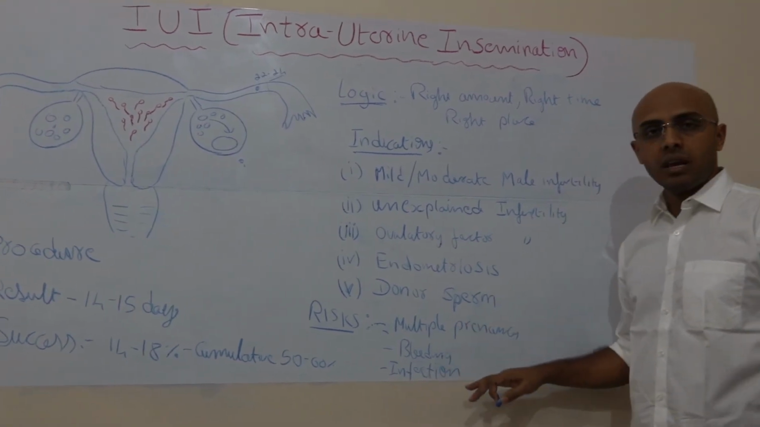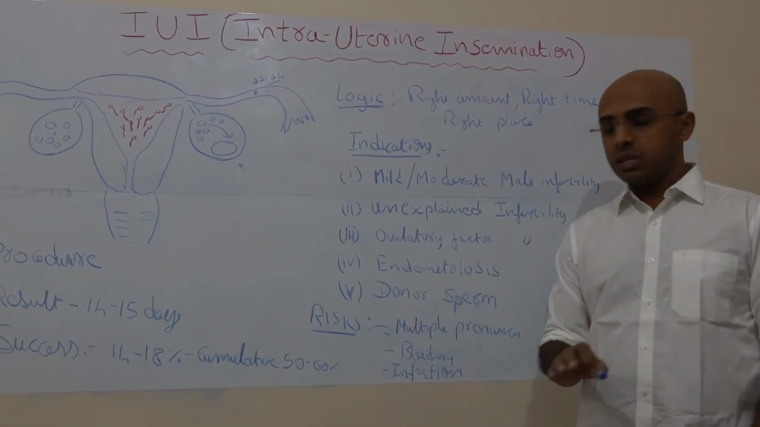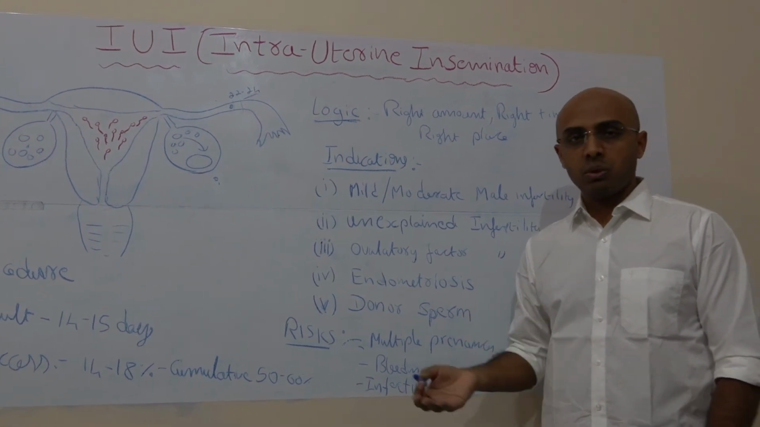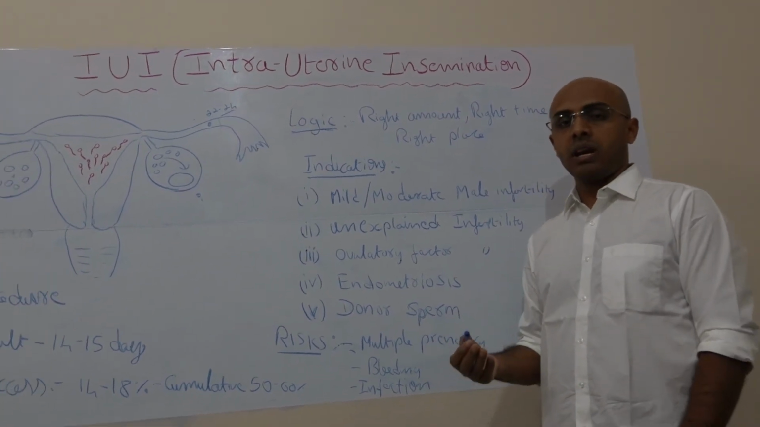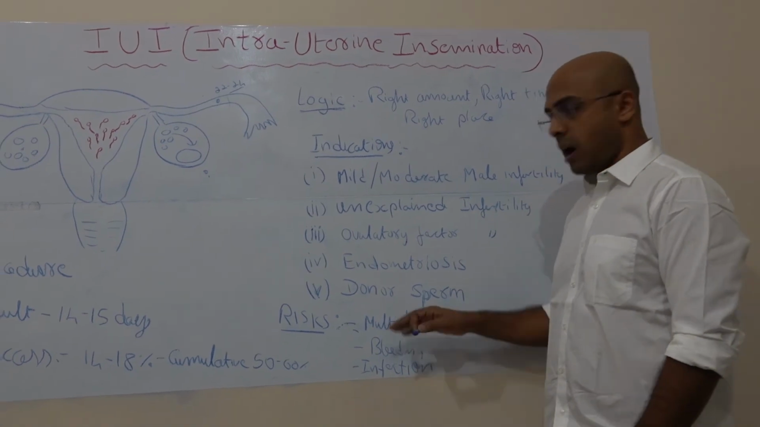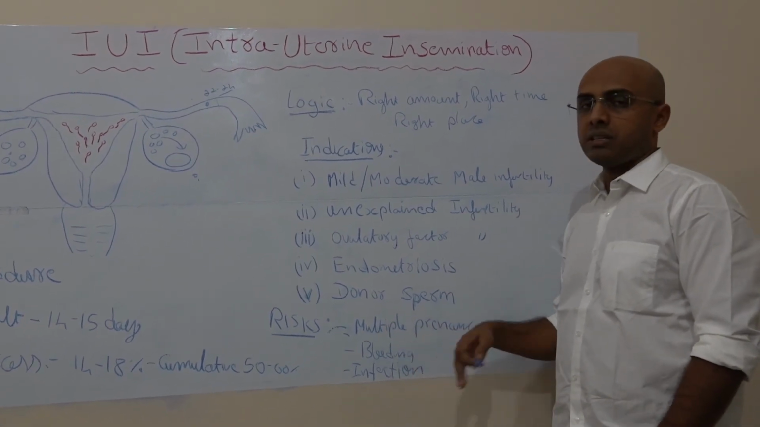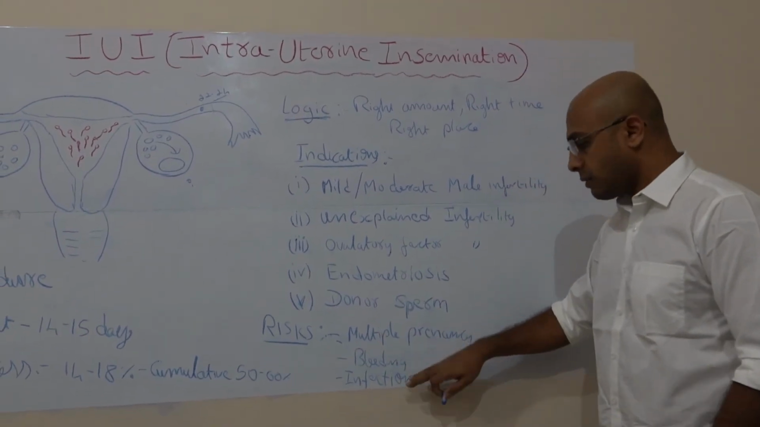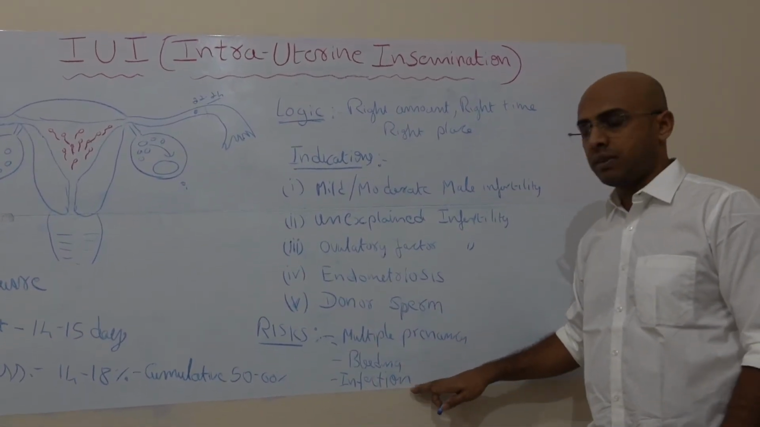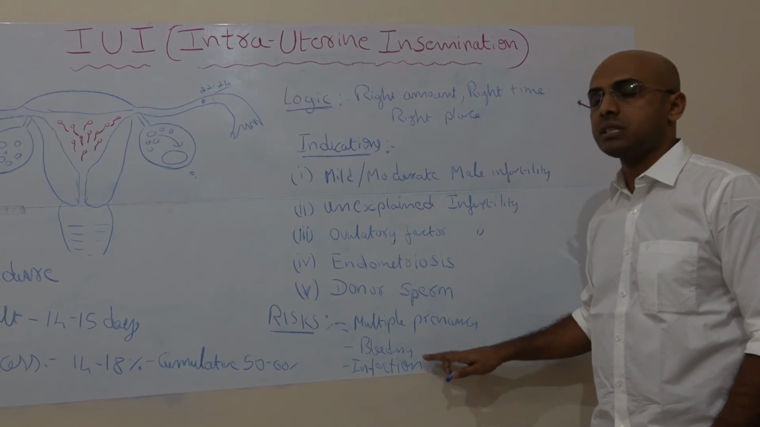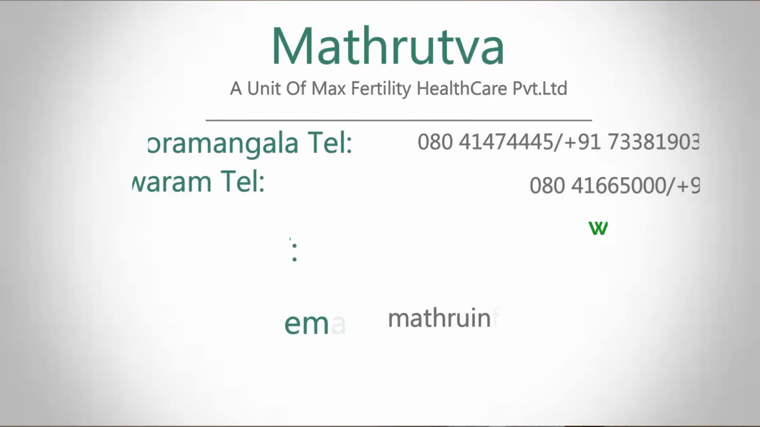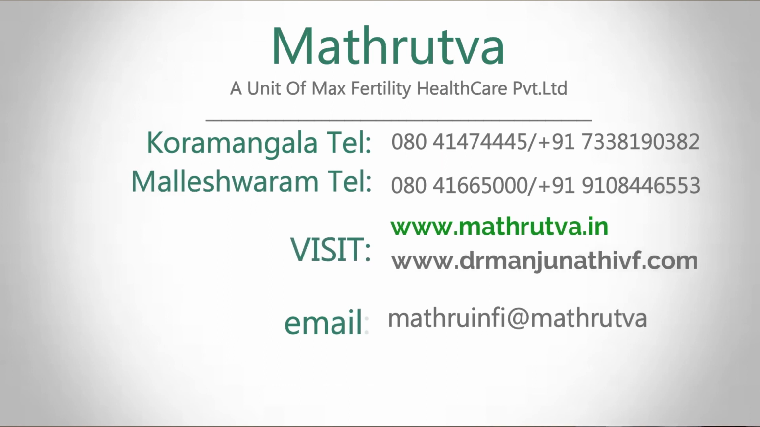What are the risks involved in IUI? There are a few risks, like multiple pregnancy and sometimes ovarian hyperstimulation, called OHSS. Instead of a singleton pregnancy, people tend to have twins or triplets. Sometimes there is bleeding or infection, but these are rare complications. Multiple pregnancy has around an 8 to 10% chance of happening.